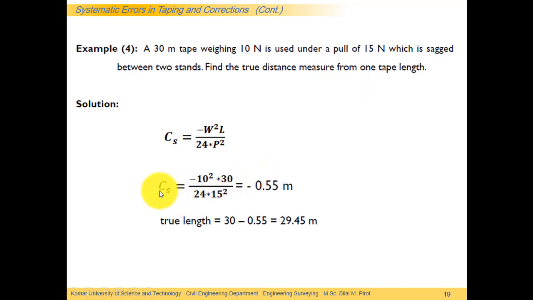Now finding the product of this calculation, we can find the error due to the sag. That will be equal to 0.55 meters. Now it is minus, because in the formula it is minus. So the true length will be 30 minus 0.55, that will be 29.45 meters.